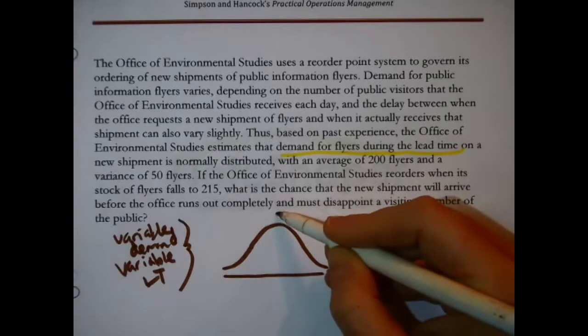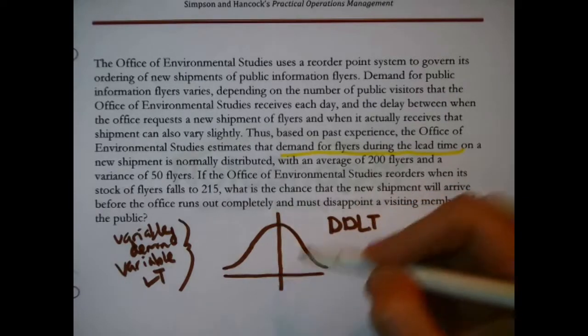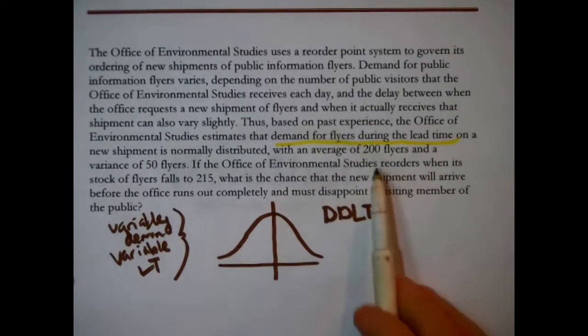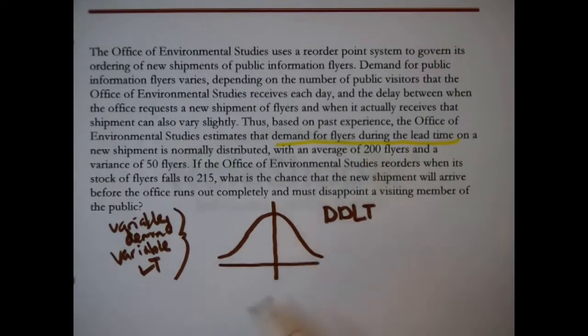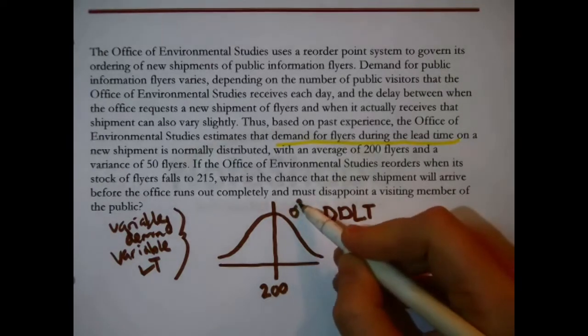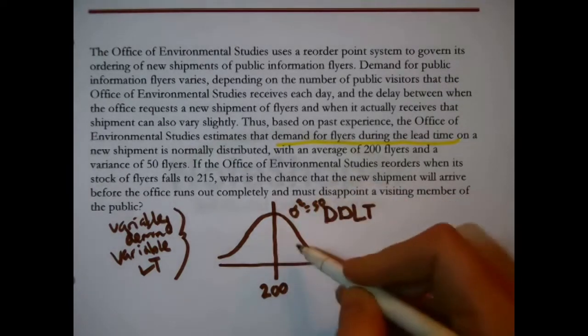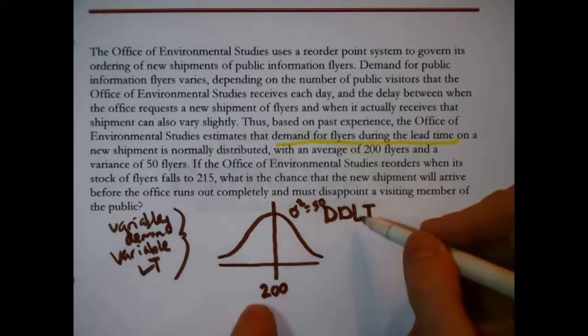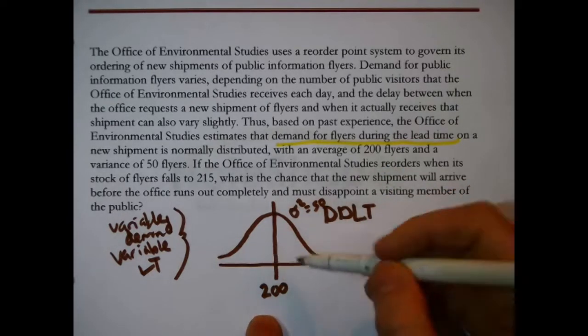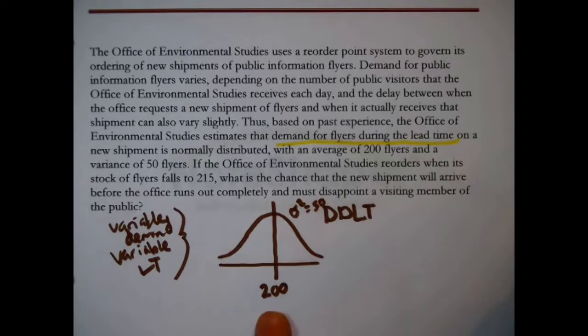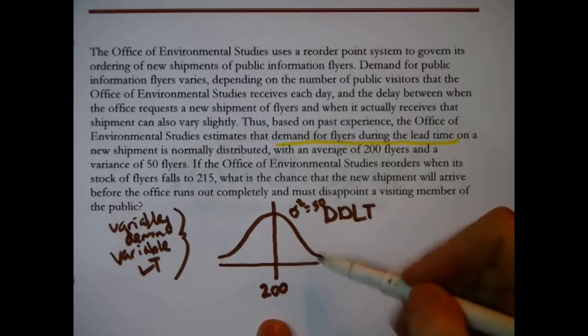Reorder points are all about demand during lead time, and what they just said is overall during lead time they need an average of 200 flyers and there's a variance of 50. So this is the natural variation in demand during lead time for these public information flyers. It looks essentially exactly like this.